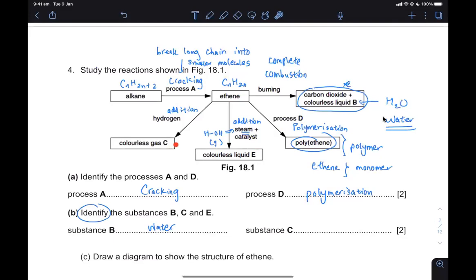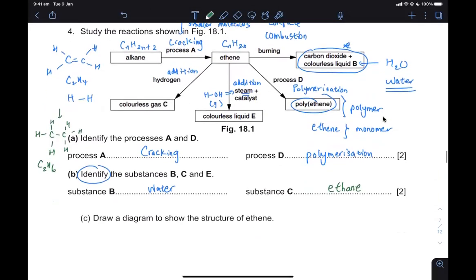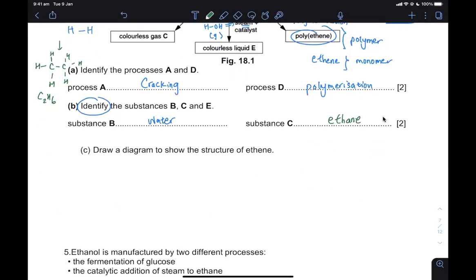Substance C is obtained by ethene adding hydrogen. As you can imagine, ethene is C2H4. Now you're adding hydrogen. You add hydrogen across, and then you have no more carbon-carbon double bond. So what you have is all carbon-hydrogen single bonds, and now this becomes C2H6. This is what you call an ethane molecule. It's a 2-carbon alkane.